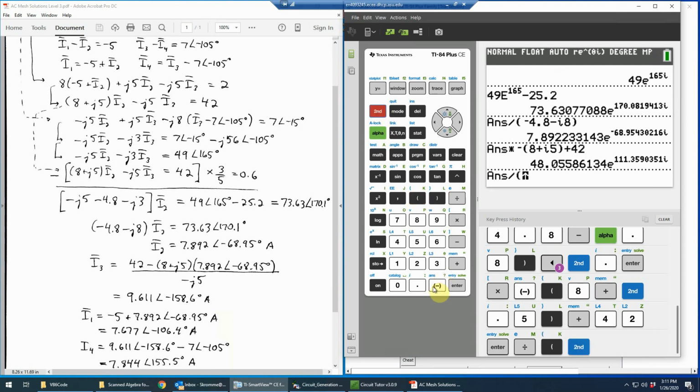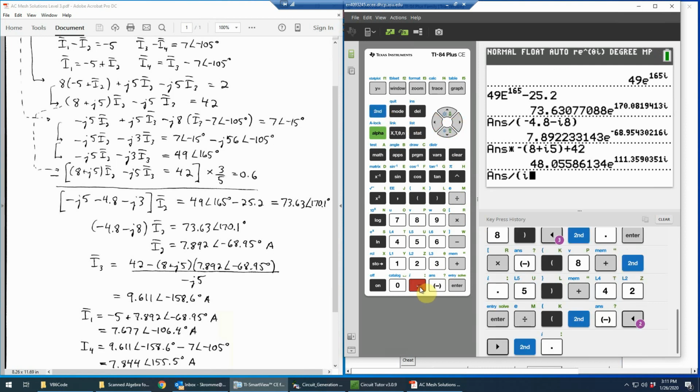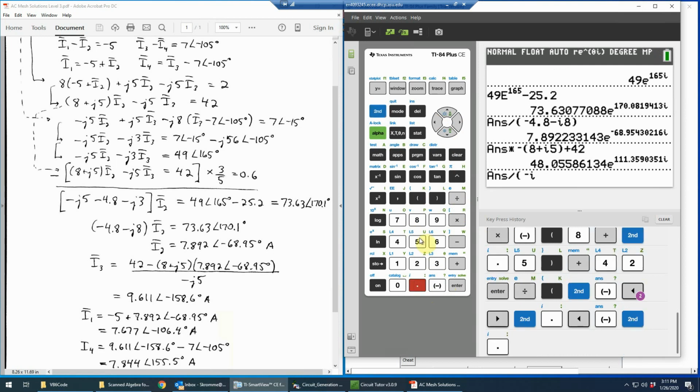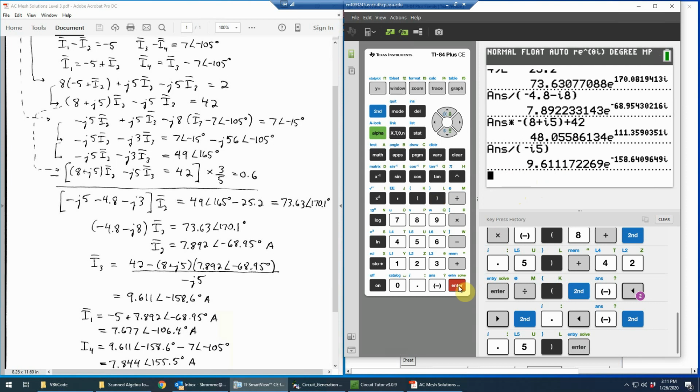now parenthesis, minus I. Oops, I didn't mean to do that. So I meant second I there. And I forgot the minus sign, so let me try that again. So I meant minus I5, close parentheses. Okay, again, I have to have those parentheses, otherwise I would just be dividing by minus 5 and then multiplying by 5 based on order of operations. So the parentheses there are absolutely mandatory. And that would give me the value then of the I3, which is 9.611, angle negative 158.6 degrees. And again, we are in the degree mode. That's very important to always monitor that.